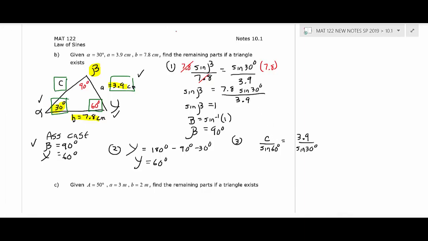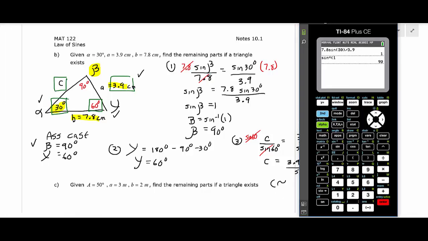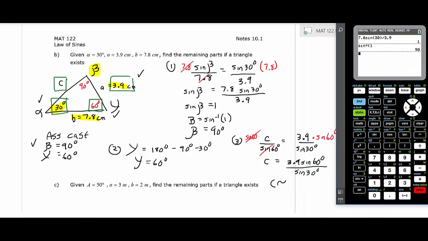So what I'm going to do is I'm going to multiply both sides by sine of 60 to get that to cancel out. Okay, then I'll go to the calculator and then we'll approximate what C is. So we're going to do 3.9 sine 60 all over sine 30. And then we'll round that off to, I guess, 1 decimal point then. Okay. All right, and let's see.